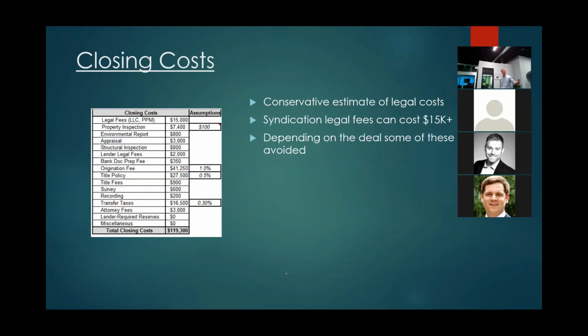So as you can see, I won't go through each line item, but one thing to note is if you are syndicating deals, legal costs are going to be one of your big barriers to syndication. If you're doing full-fledged syndications, those fees can be $15,000 plus for the legal portion of it. So obviously, depending on the size of the deal, a lot of these costs can be lower or higher. As you can see, it comes out to 119 grand. Likely it's going to be lower than that, but we're conservative on that front as well.